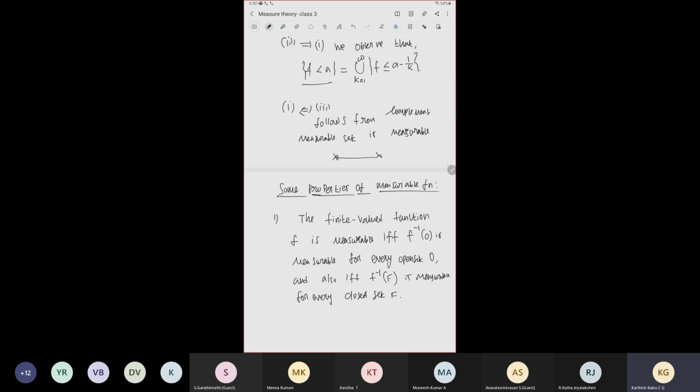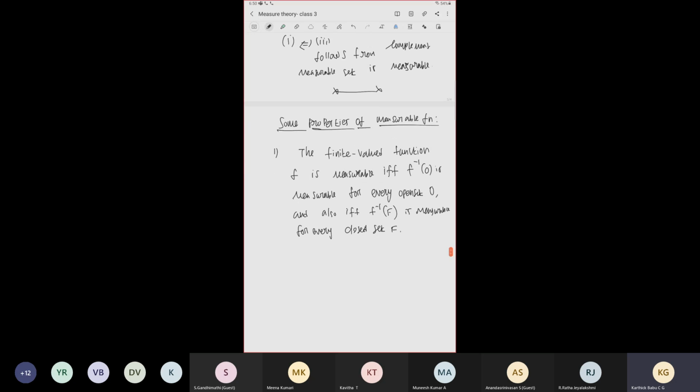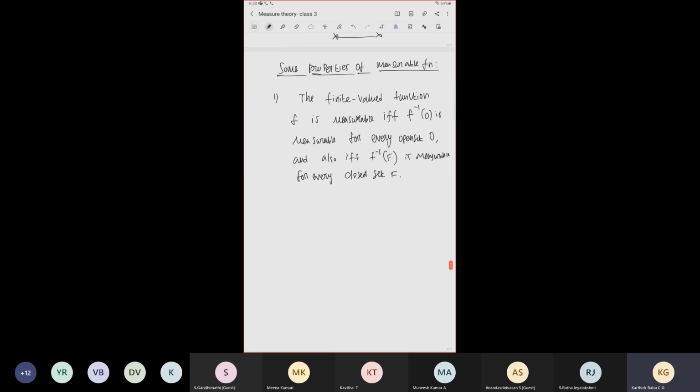Instead of taking this Borel basis, I mean the intervals minus infinity comma a, you can take any open set or closed set to check whether a finite valued function is measurable or not. So this property says that if f is finite valued, you only check if the inverse image of an open set is measurable, and that's enough to say measurability of the function. So the second property is, I'm not proving the first property, but I will prove all other properties.